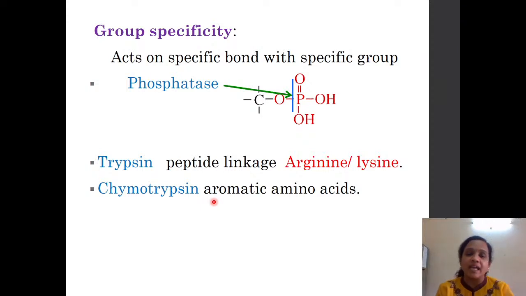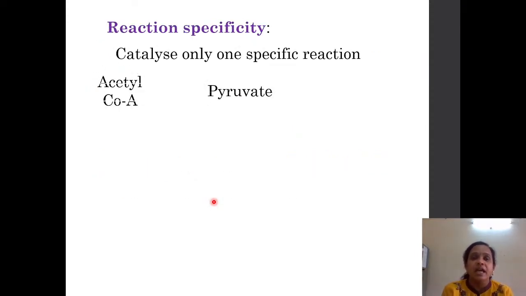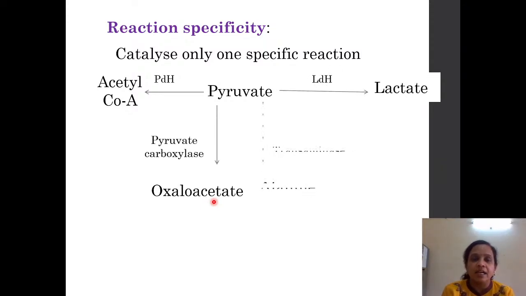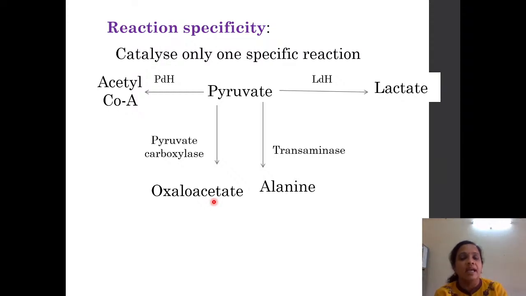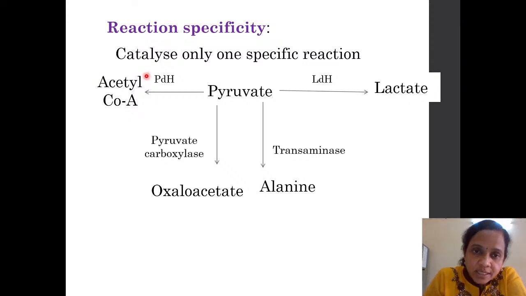Next, chymotrypsin identifies the aromatic amino acids and catalyzes the reaction, bringing about proteolysis. Next is reaction specificity. Enzymes catalyze only one specific reaction. Pyruvate in the presence of pyruvate dehydrogenase complex will form acetyl-CoA. The acetyl-CoA that is formed cannot get converted back to pyruvate by this enzyme. The reaction will happen only on one side. Pyruvate in the presence of lactate dehydrogenase will get converted to lactate. So this is reaction specificity.